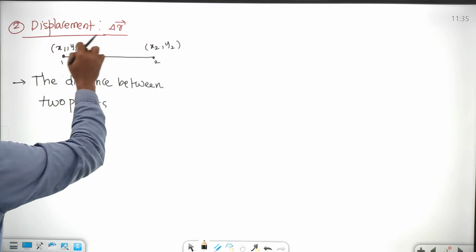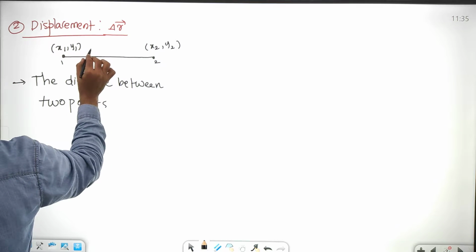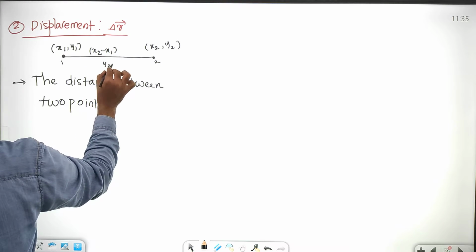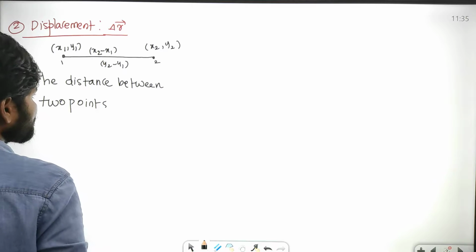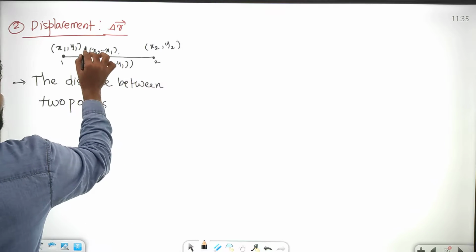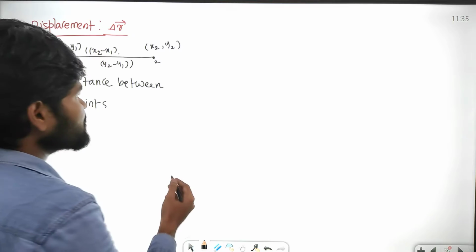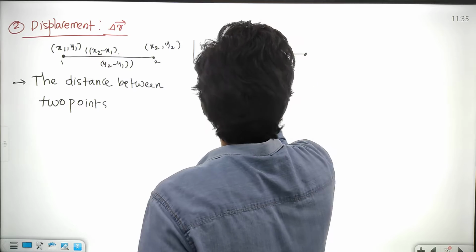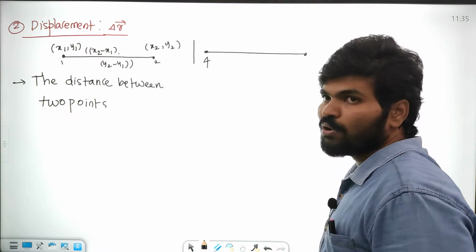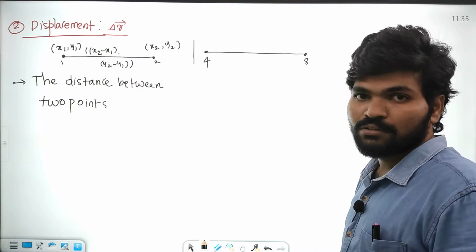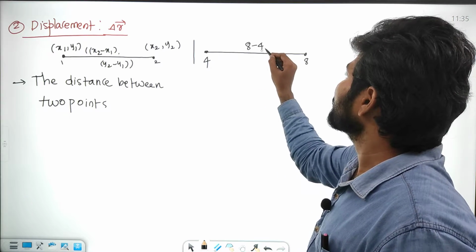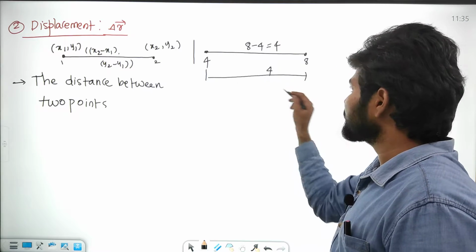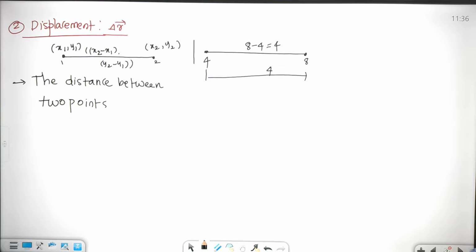See, if I wanted to take a distance, I can take x2 minus x1 as one component and y2 minus y1 as another. So this is my distance between these 2 points. Let's take another example. This is my location and my location is at position 4 and this is at position 8. So what is this value? 8 minus 4 is equal to 4. So this distance is 4. This is displacement. Hope you understand, right?